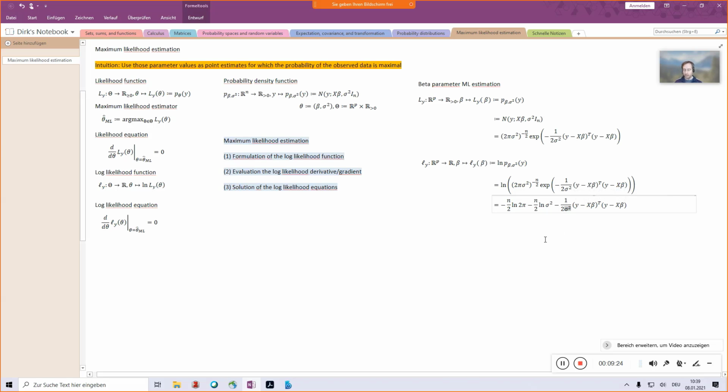Now what can be shown, and this is what I will show you based on the script then, is that the derivative of the log likelihood function with respect to the parameter vector beta, at the location of the maximum likelihood estimator, being 0 corresponds to the following system of equations.